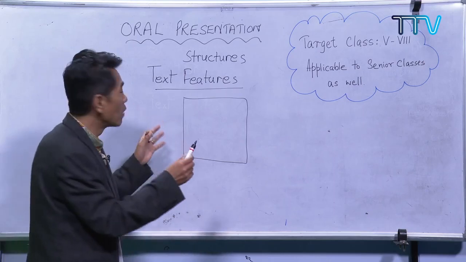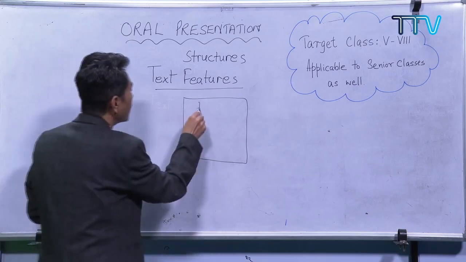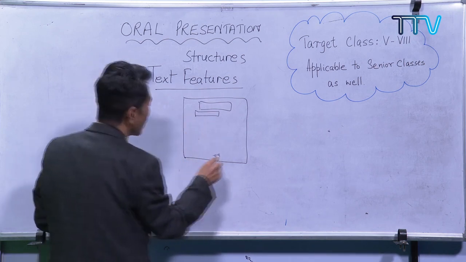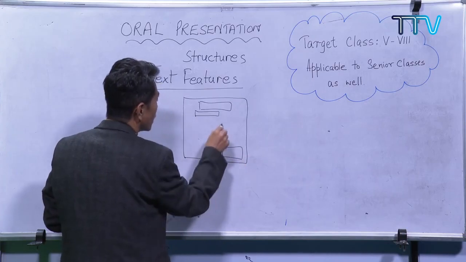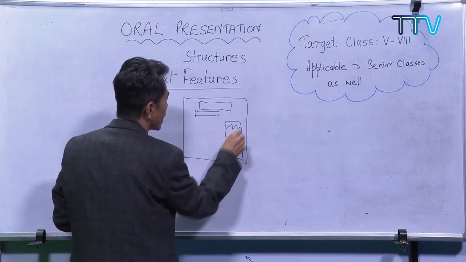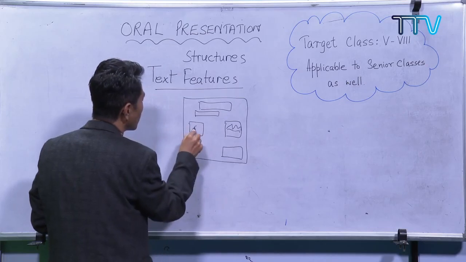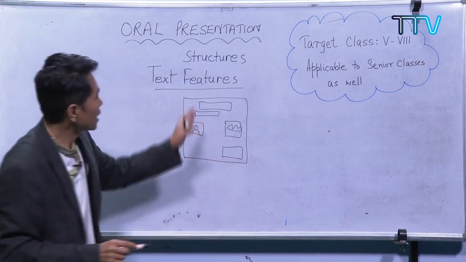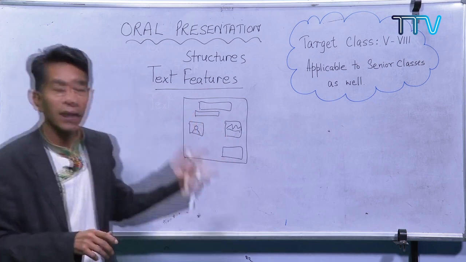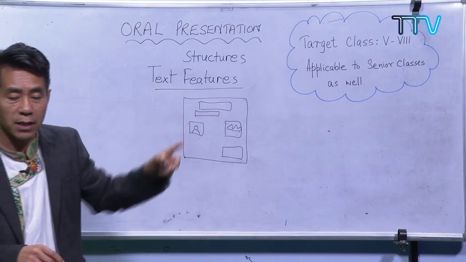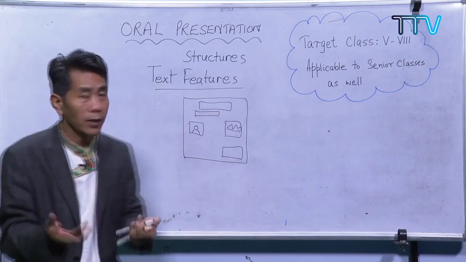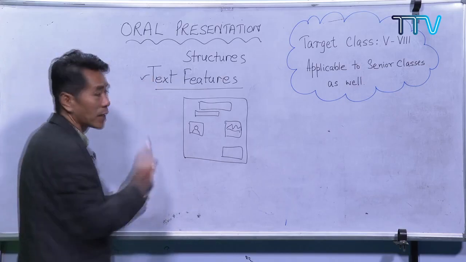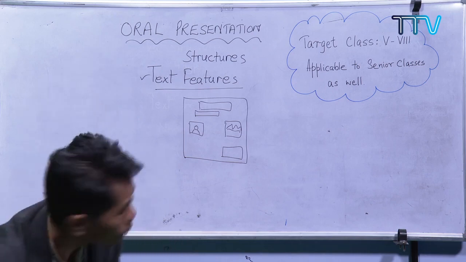there are so many features in it. There will be a title, a subheading, a text box, some illustrations, and some photos. These are the different features, and I've already covered that lesson in my previous session. Those who are interested can go through my first session where I talked about text features. You got it?